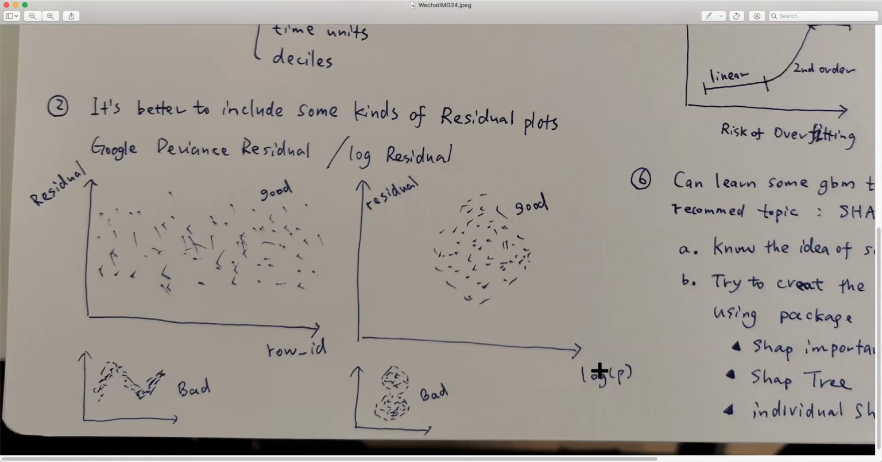And if you put log of p on the horizontal axis, then if all the dots cluster around one blob, then it's good. If you see some weird patterns like this figure 8 here, then it's very bad.